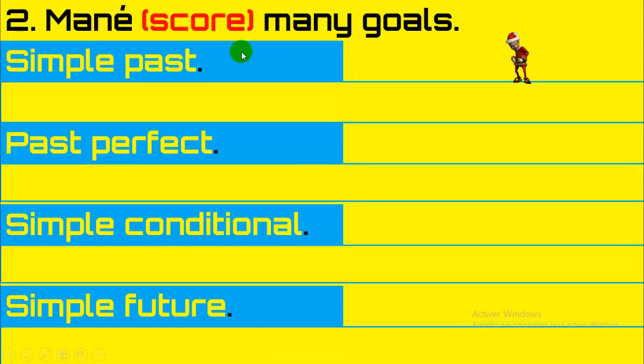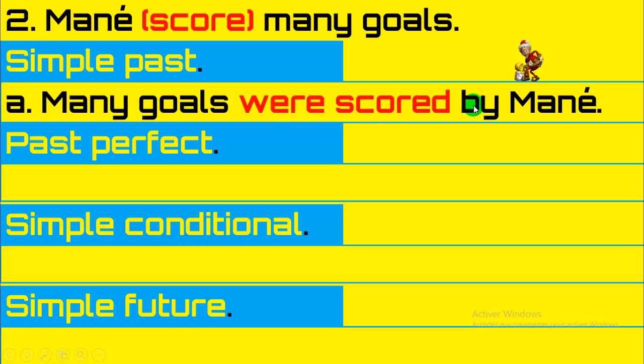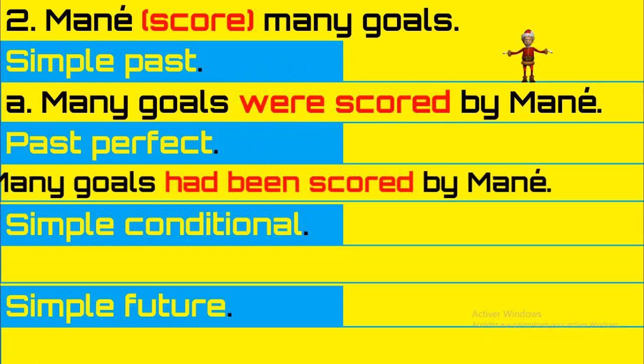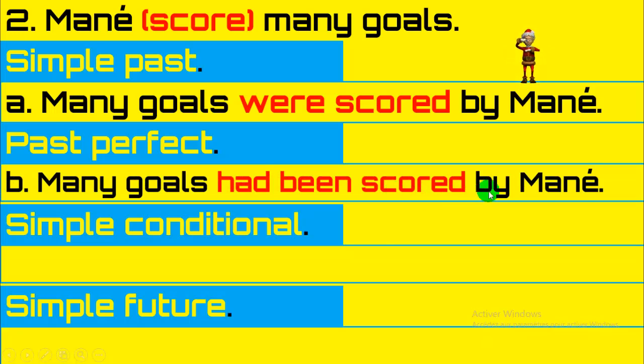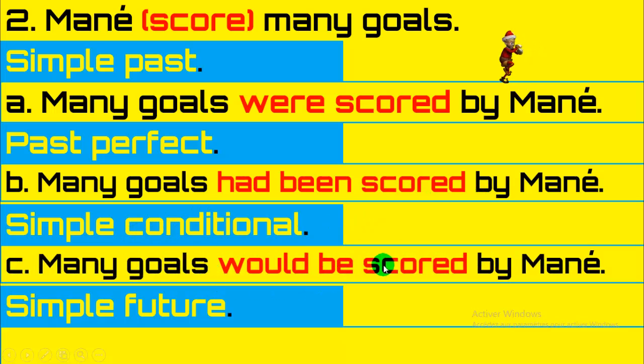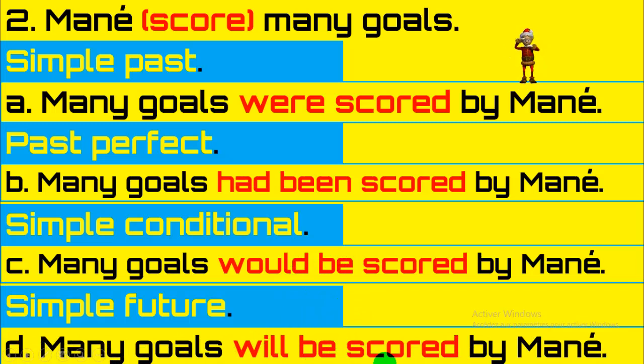Number 2, Mane scores many goals. Many goals to be scored by Mane. So here also we are going to use to be in the simple past. Many goals were scored by Mane. Scored, past participle, were to be. Past perfect. To be in the past perfect, had been. Many goals had been scored by Mane. To be simple conditional. Many goals would be scored by Mane. Would be, simple conditional. And in the simple future, many goals will be scored by Mane.